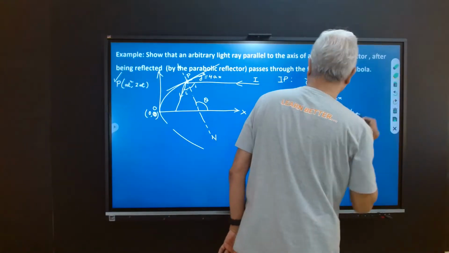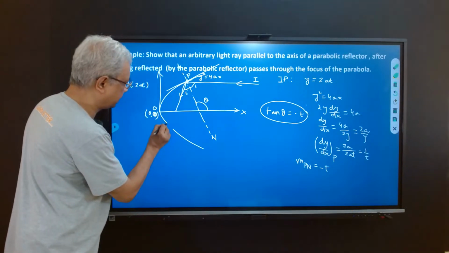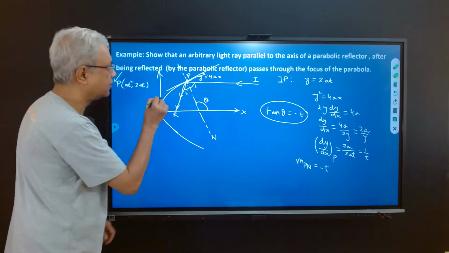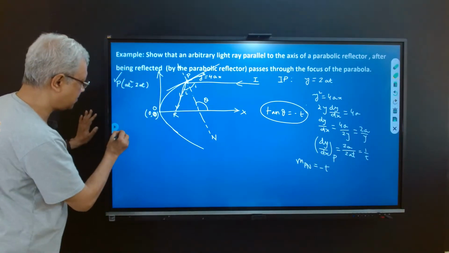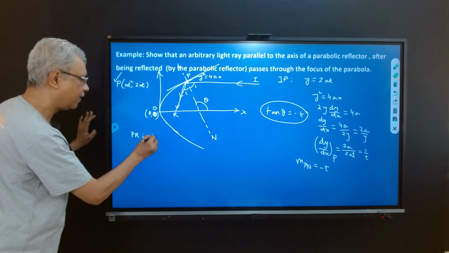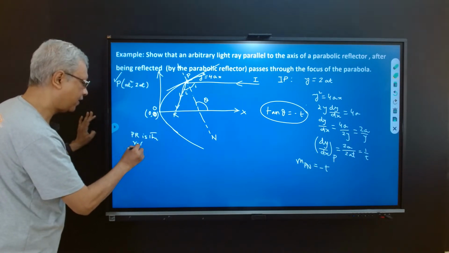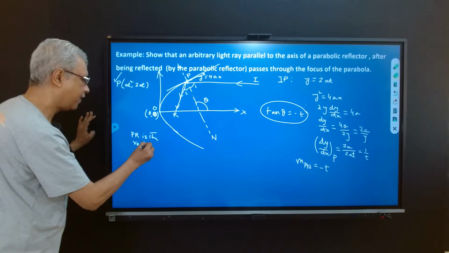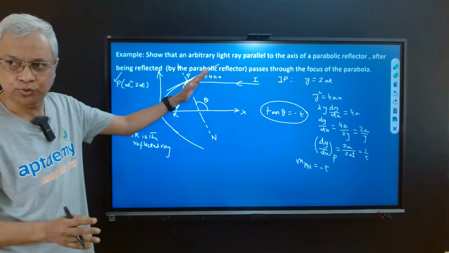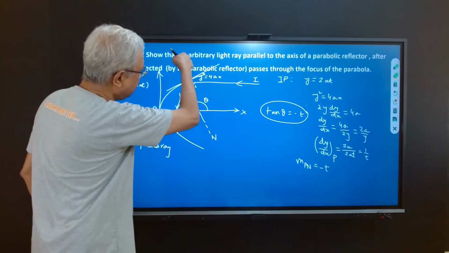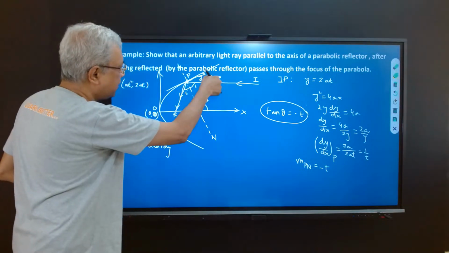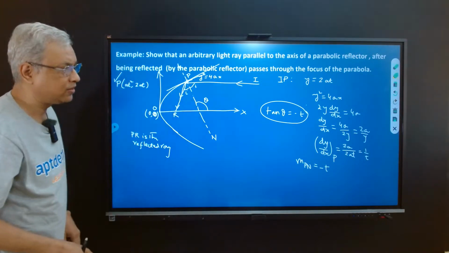So what happens? I call this point PR. PR is the reflected ray. Up to this is the incident ray, this is the normal. The angle the incident ray makes with the normal is the angle of incidence.